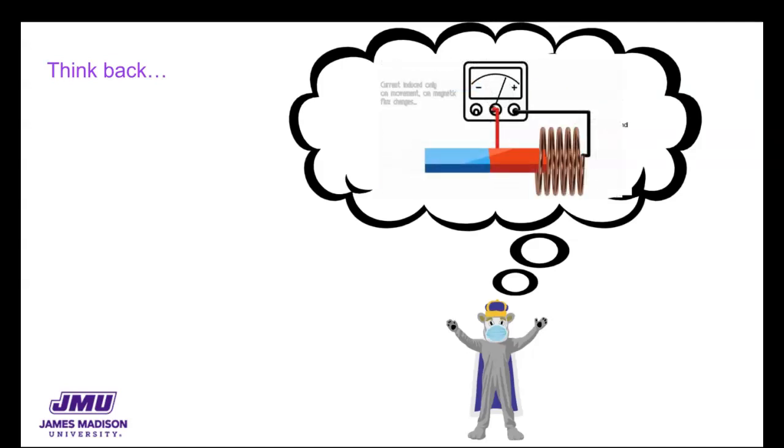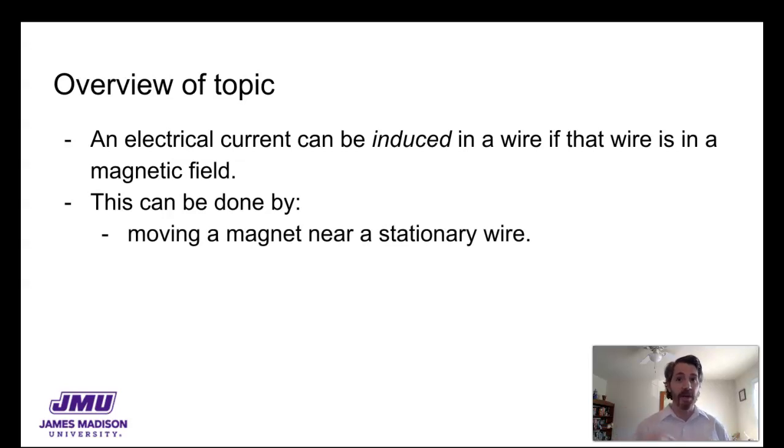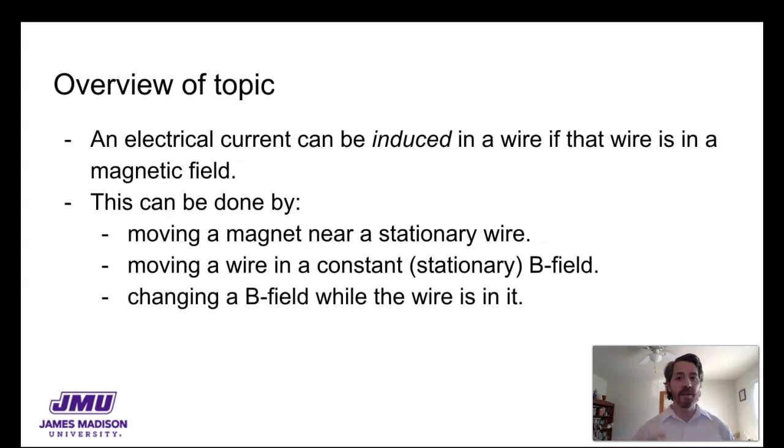Similarly, electromagnetic induction will take advantage of the relationship between magnetic fields and charged particles to push charges around through wires due to the proximity of a magnetic field and relative motion between that field and the conducting wire. An electrical current can be induced in a wire if that wire is in a magnetic field and either a magnet is moving near a stationary wire, or a wire is moving in a constant magnetic field, or a magnetic field is changing while the wire is in it. We will specifically talk about the first two.